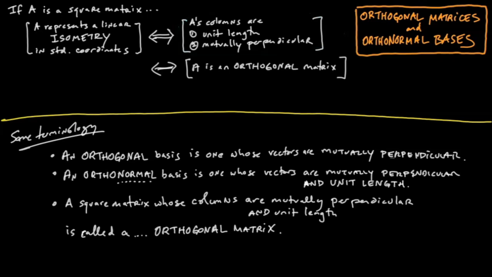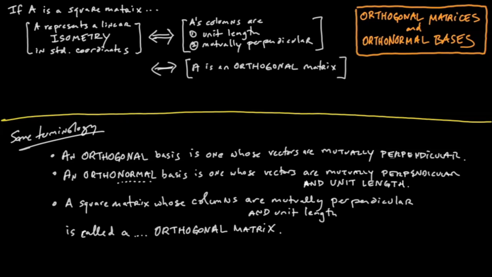Now, instead of saying over and over again, A is a square matrix whose columns are unit length and mutually perpendicular, we can just say A is an orthogonal matrix, which carries all that information. And so now we see that a square matrix is orthogonal if and only if it represents an isometry in standard coordinates. These are words that might not have meant anything to you before this lecture or before reading the corresponding section of the book, but now we see that they are intimately related.